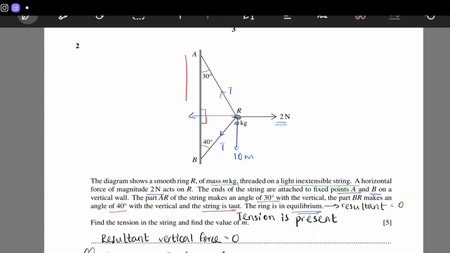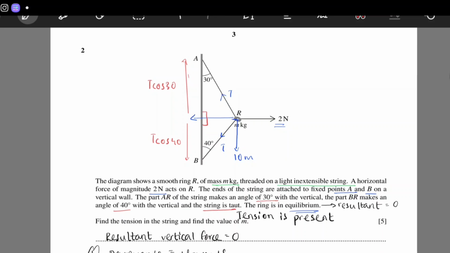I need to find the vertical of this right angle triangle. Since this is adjacent to the 30-degree angle, I can say this is d cos 30, and this force is acting upwards. Similarly, for the bottom section, the vertical is adjacent to the 40-degree angle, so I can say that is t cos 40, and this is acting downwards. So the vertical components have been found.